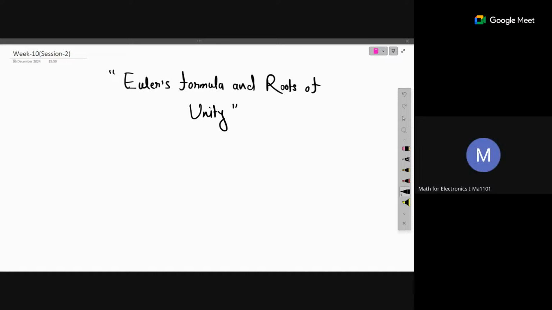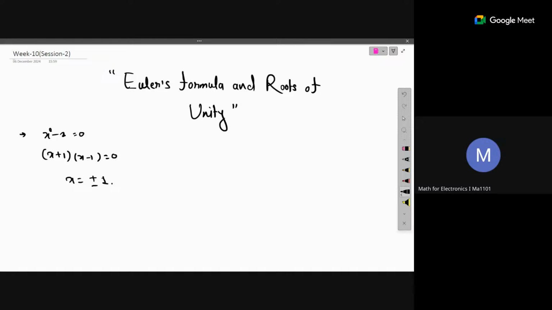So let's start. Today we will study Euler's formula and how we can compute the nth root of unity. So what is the square root of unity? If we consider the polynomial x square minus 1 equals 0, then we can find the roots just by factoring it, right? So it will be x plus 1 and x minus 1 equals 0. So here x equals plus minus 1.